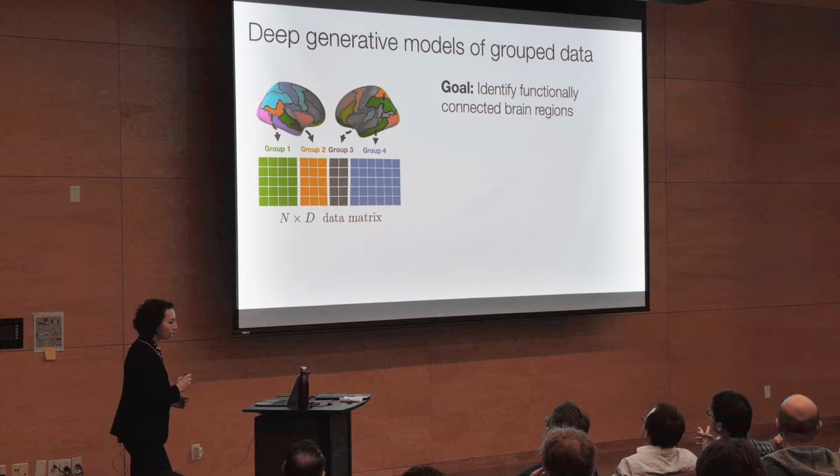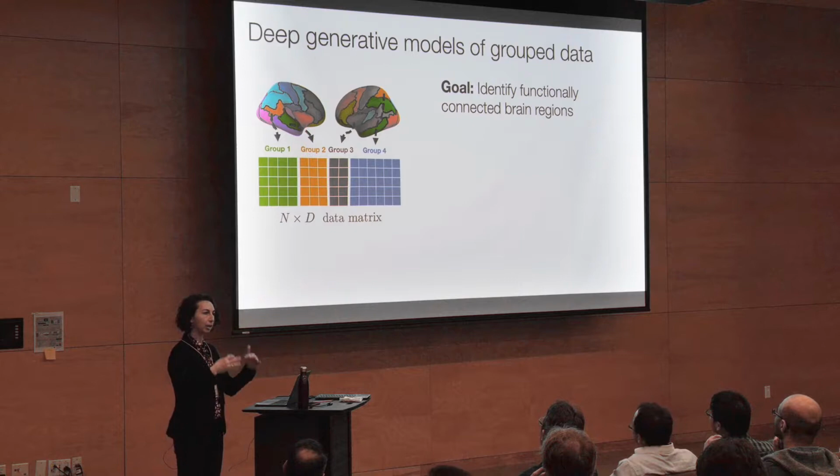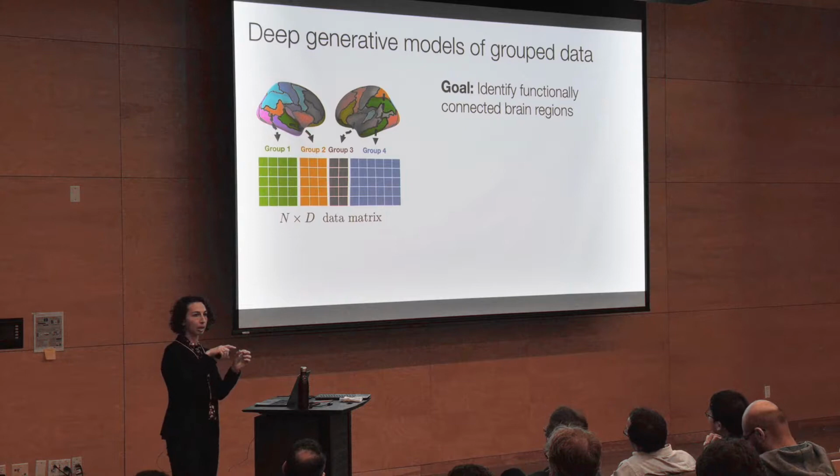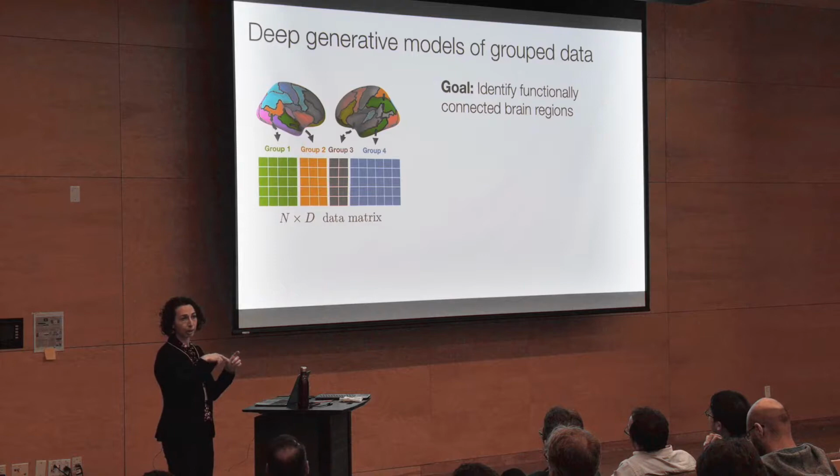Okay, so to start, let's imagine that we want to infer these functionally connected regions in the brain that co-activate in response to certain stimuli. So typically in these analyses, the cortex is divided into these regions of interest that consist of these cortically localized signals, and they're highly correlated, these cortically localized signals.